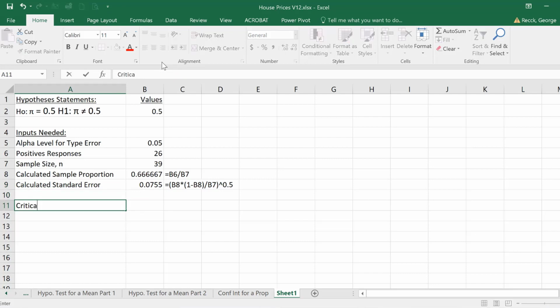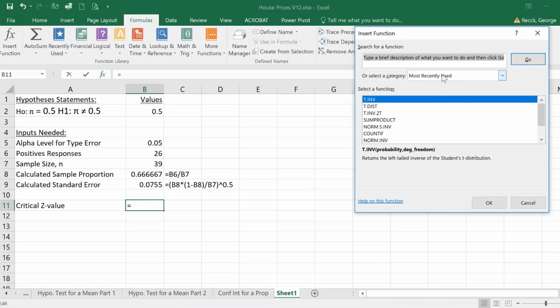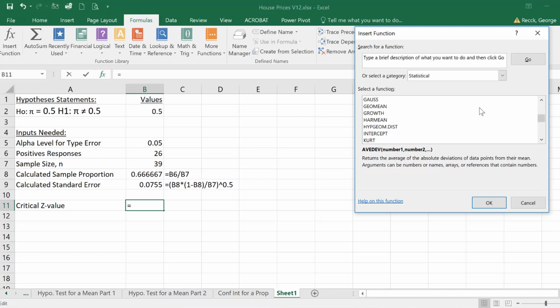Now we need to calculate a critical z-value. The critical z-value will be how far away our sample proportion has to be from our assumed population proportion of 0.5 above to make this a statistically different value. And in this case, we're going to use a function, and we'll look at it under statistical, and it's the norm inverse. But not just any norm inverse, a standardized norm inverse.